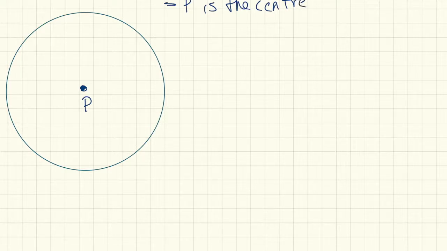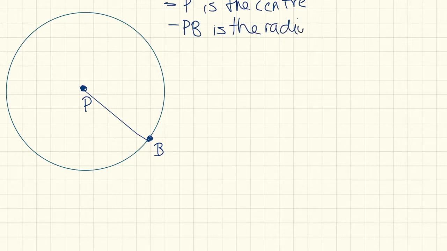That's going to be very important for us as we go through all of the other parts of the circle. The very first thing I'm going to do is put another point on the edge of the circle, and we're going to call it B. I'm just going to draw a line from P to B, and this might be recognizable to some of you as the radius. PB is the radius. I'm going to add something that you may not have seen before: a line over PB. That tells us it's a line segment. It connects P to B, and we call this the radius.